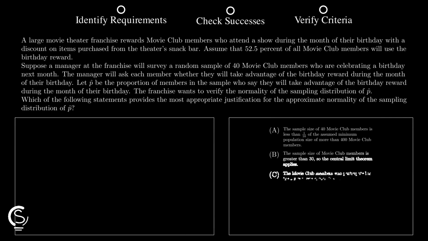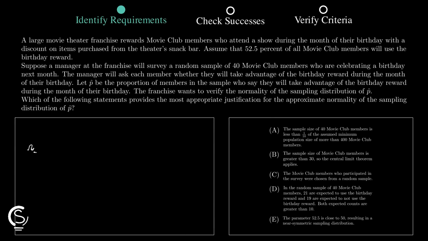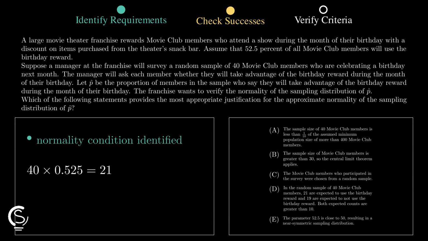To verify the normality of a sampling distribution for a proportion, we must check the success-failure condition. This requires that both expected successes and failures are at least 10, okay? With a sample size of 40 and a probability of 0.525, we calculate the expected number of successes and failures to see if they meet the threshold.